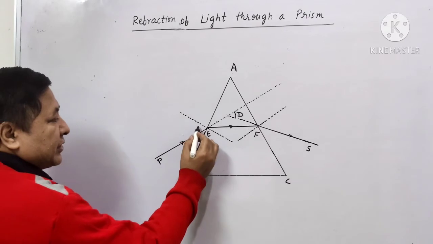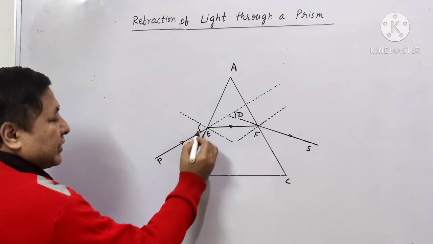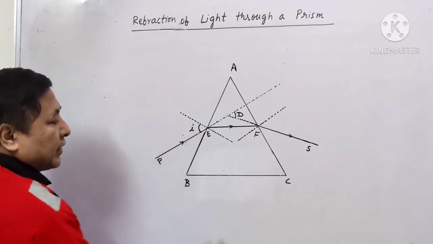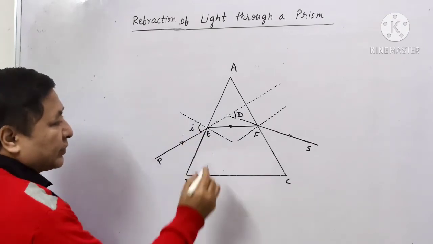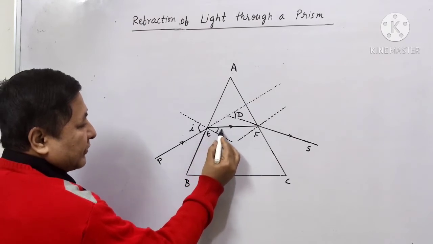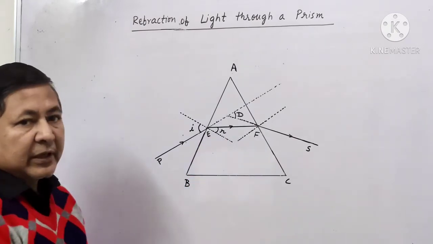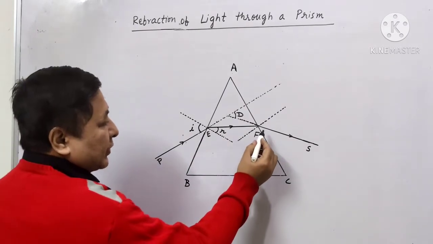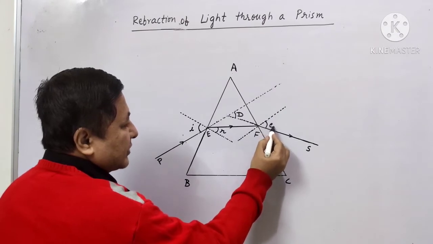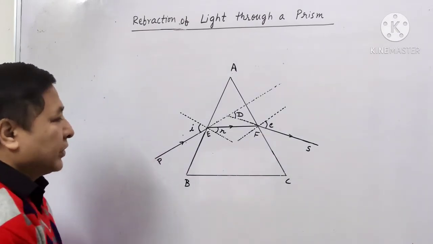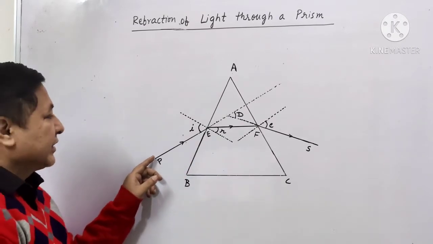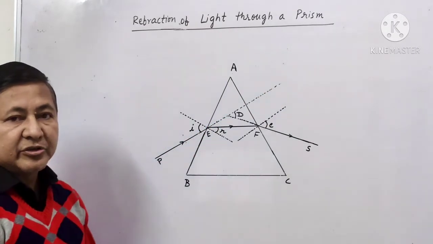The angle between the incident ray and the normal is known as the angle of incidence, the angle between the refracted ray and the normal is known as the angle of refraction, and the angle between the emergent ray and the normal is known as the angle of emergence.